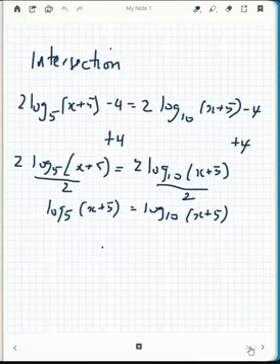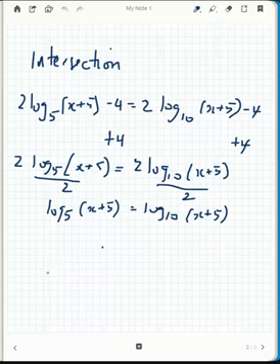Okay, on to the third page. To find the intersection, I set the two equations equal to each other. I add 4 to both sides, the 4s disappear. I divide by 2 on both sides, so the 2s disappear. And that gives me log base 5 of (x plus 5) equals log base 10 of (x plus 5). So when do two logarithms that have different bases equal each other?